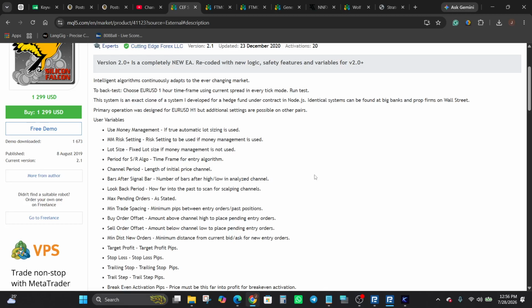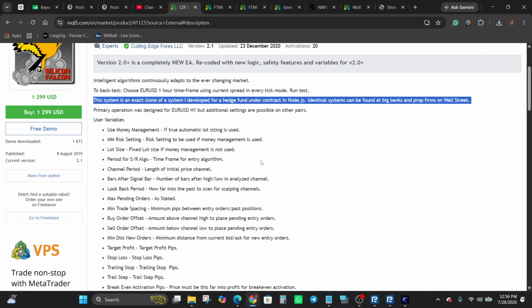Now, here is a claim on the page I want to be upfront about. The developer states this is an exact clone of a system they built for a hedge fund under contract, and says identical systems can be found at major banks and prop firms on Wall Street. That is the developer's own description, not something I can independently verify, so I'll treat it as a claim on the page rather than a confirmed fact.